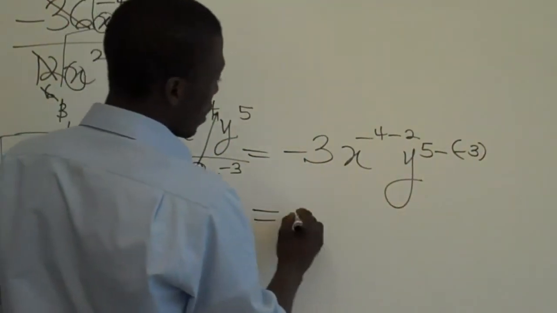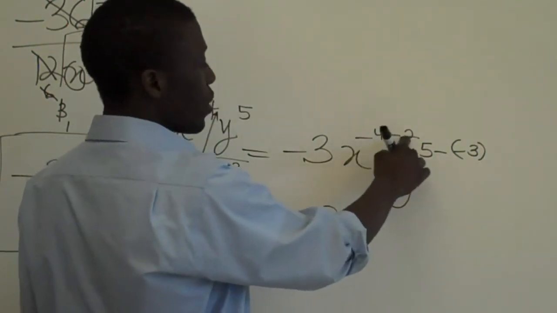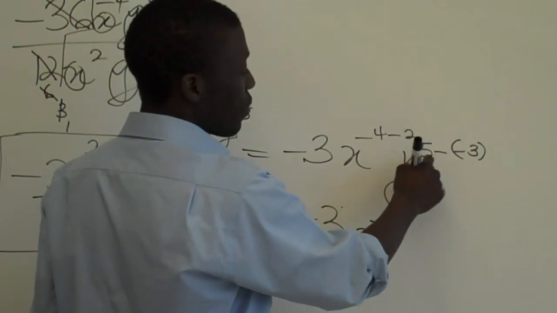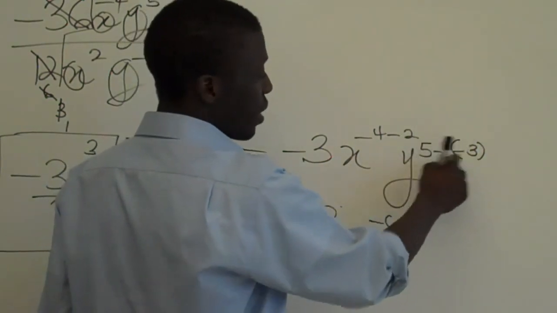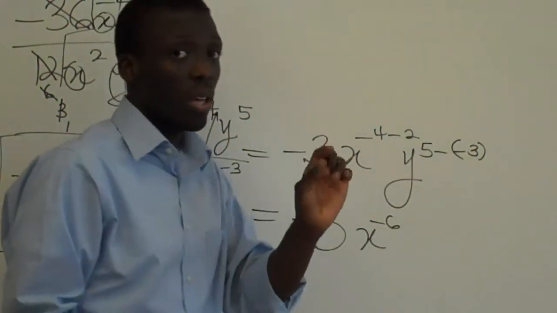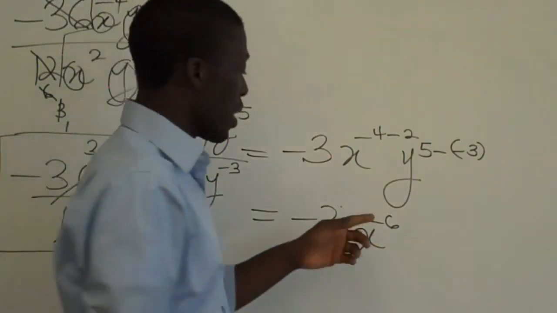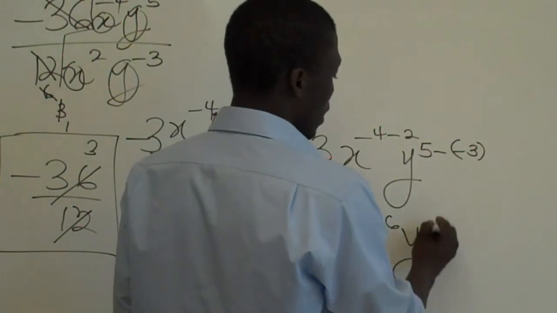And that's the same thing as minus 3. Minus 4 minus 2 is minus 6. And then y to the fifth power, then minus 3. Minus times minus is plus. Plus times a minus is minus, but minus times a minus is plus. And so this becomes y to the eighth power.